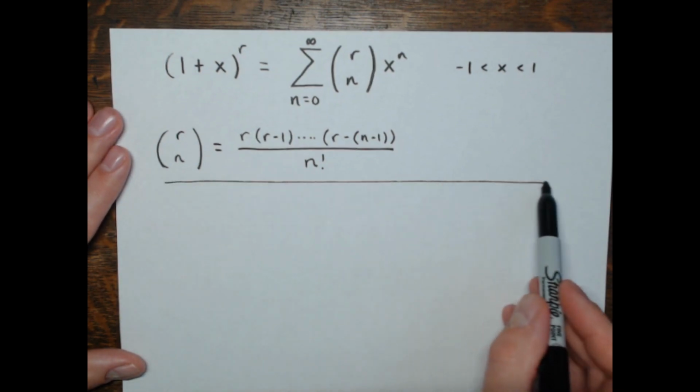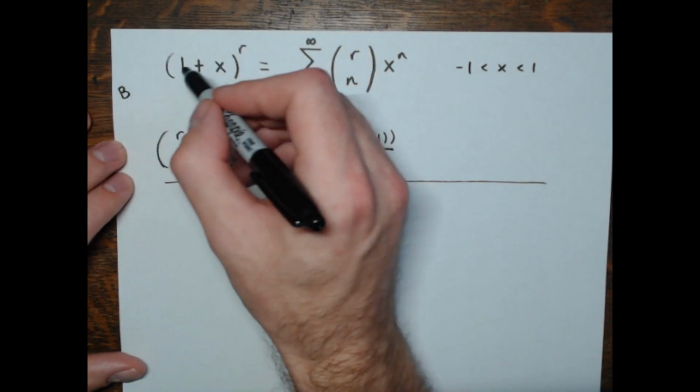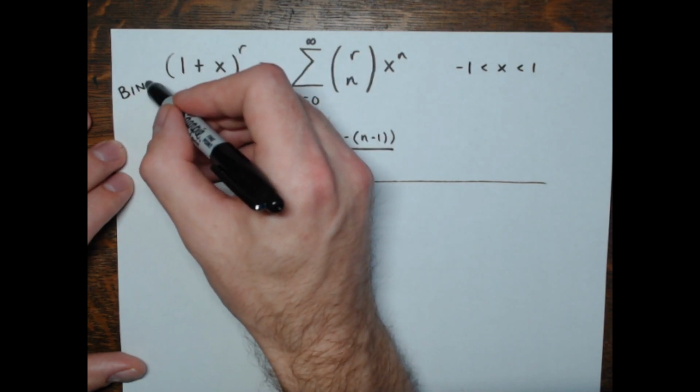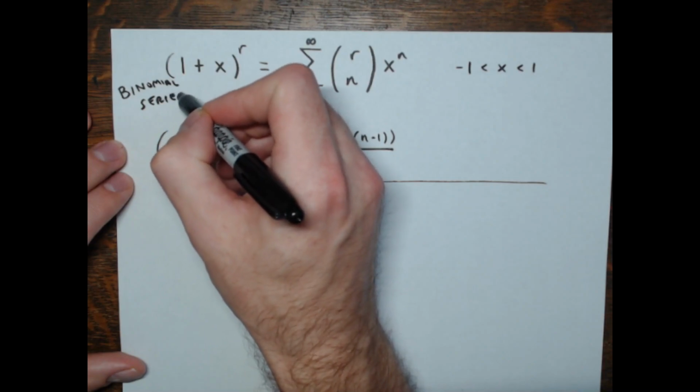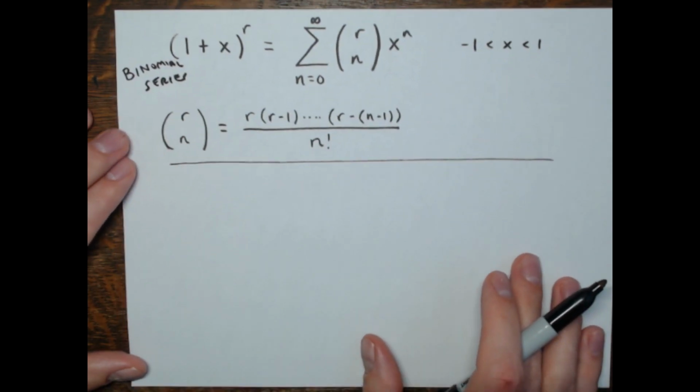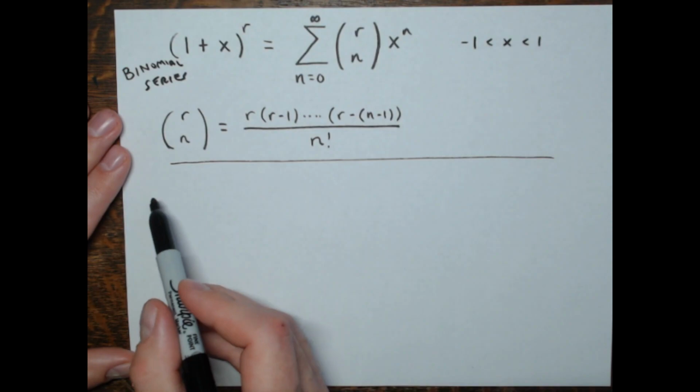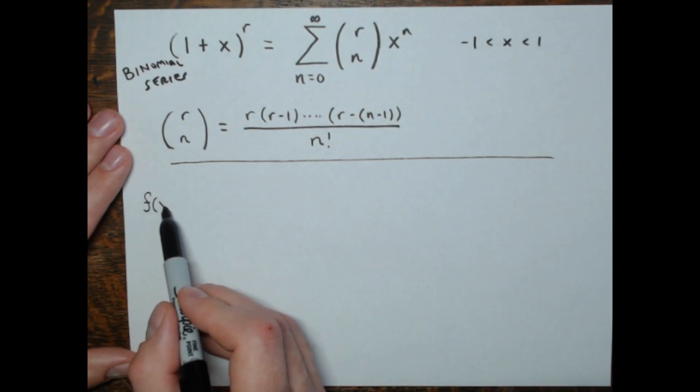So that was the Maclaurin series. This is the Maclaurin series for a binomial to a power, right? Called the binomial series. All right, so I'm going to use this for our function.